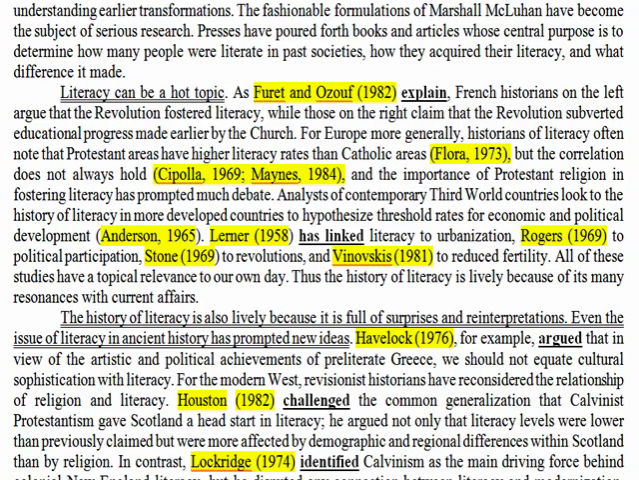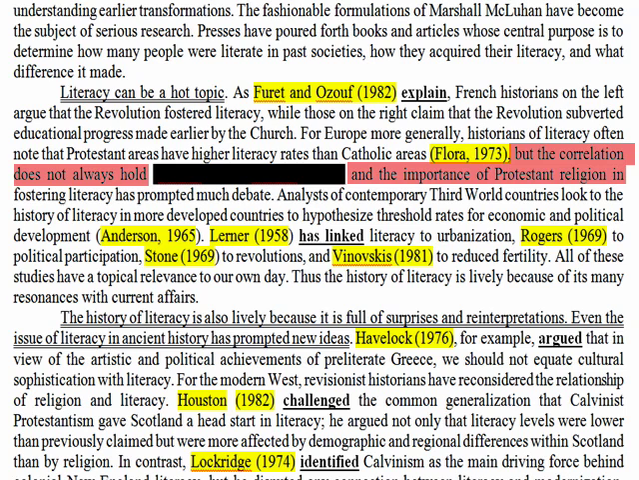You have two choices with your sources. You can add the source at the end of a phrase or sentence that you're citing, like the way it's done here. You add the last name, comma, and year of publication. When you read the sentence, the citation has nothing to do with the actual flow of the sentence. If I actually blacked out the citation and read the sentence, it would read just fine. But the correlation does not always hold, and the importance of Protestant religion, see, no problems.